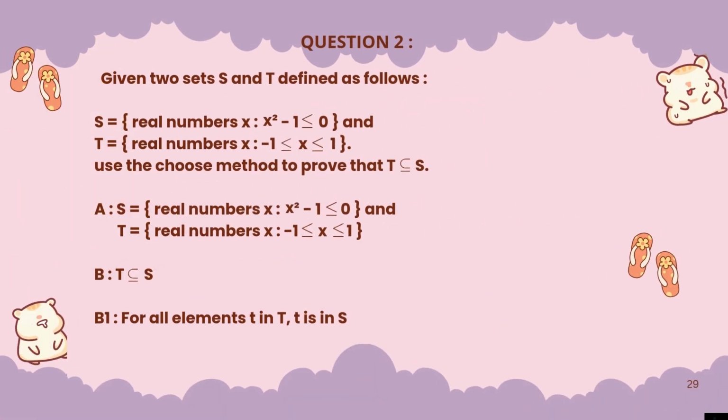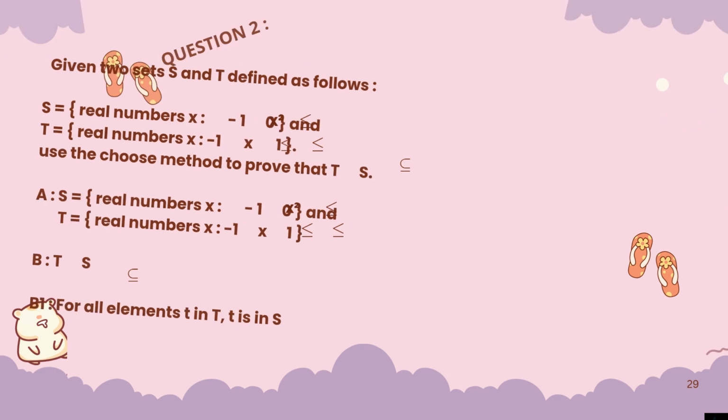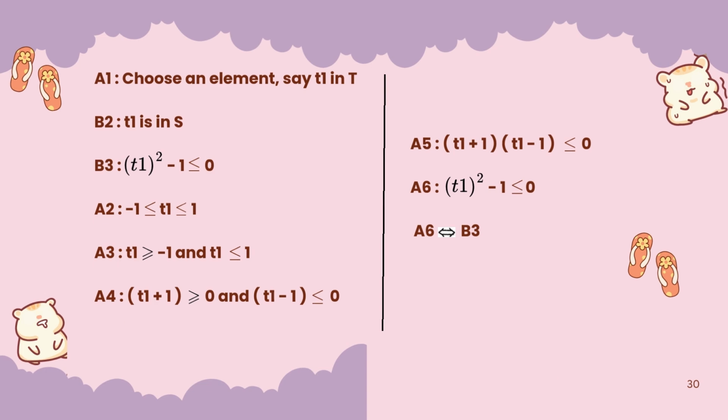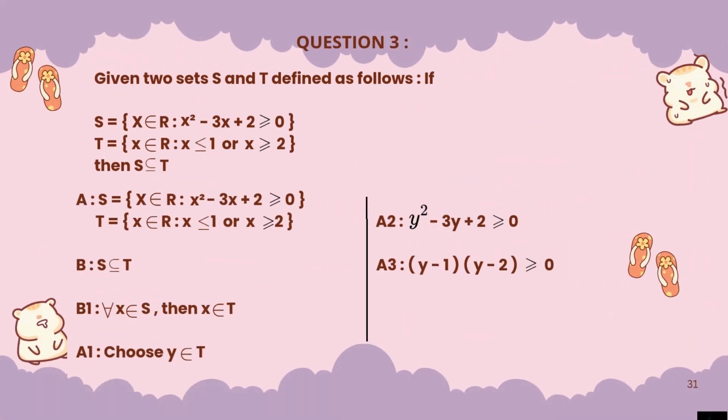Given two sets, S and T, defined as follows, use the choose method to prove that T is a subset of S. So, this is how to use the choose method to prove that T is a subset of S. Another question: given two sets S and T defined as follows, prove that S is a subset of T. So this is how to use the choose method to prove that S is a subset of T.